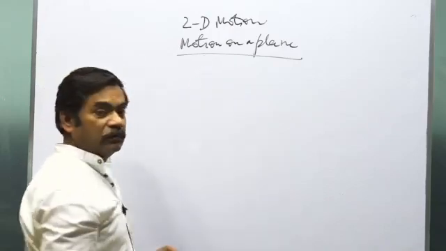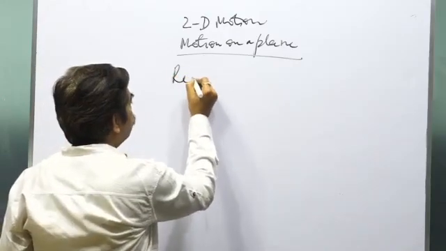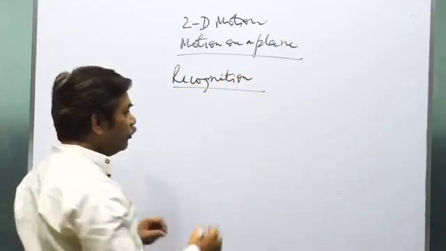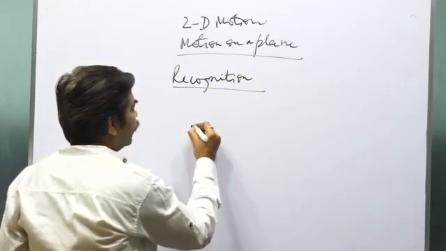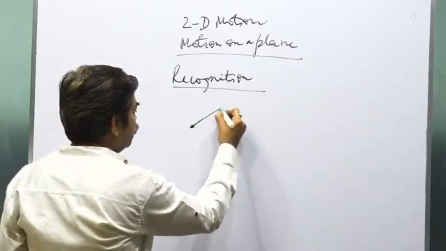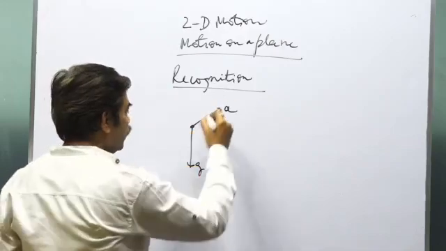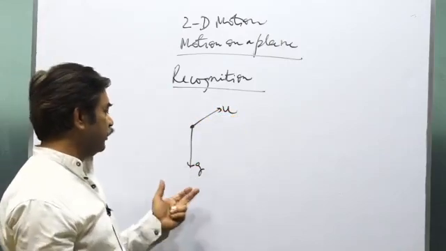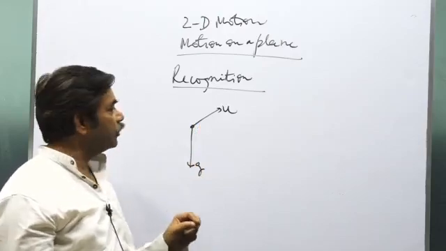So first of all, how will you recognize that this is a 2D problem? The recognition is like this: in the question, the initial velocity and acceleration are along two different lines. The particle starts from this point, its initial velocity say along this direction, and suppose acceleration is along this direction. So they are not along one line. They are along two different lines. So you will tackle it as motion on a plane.